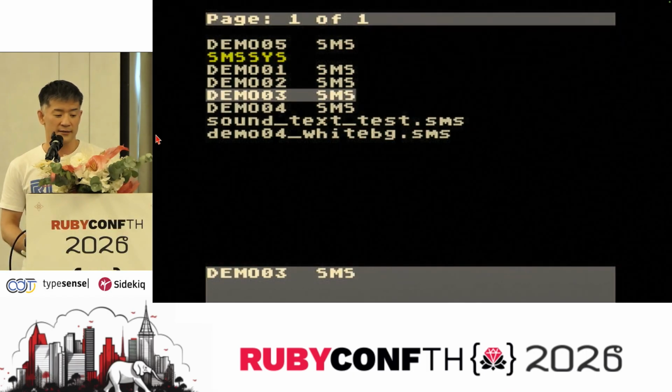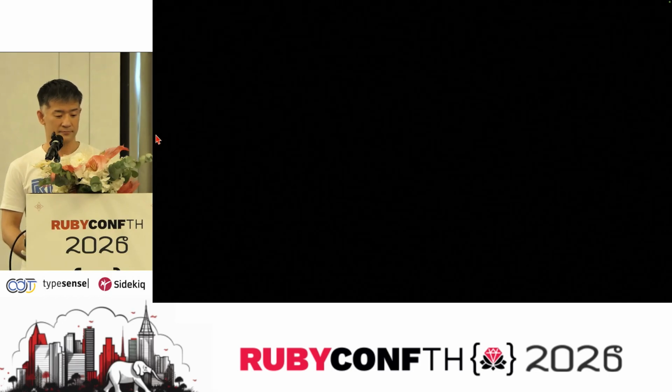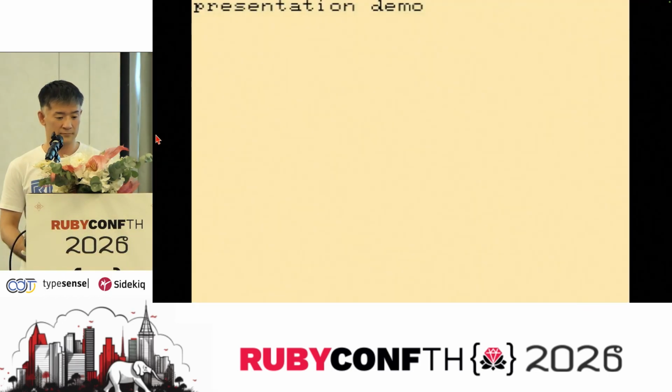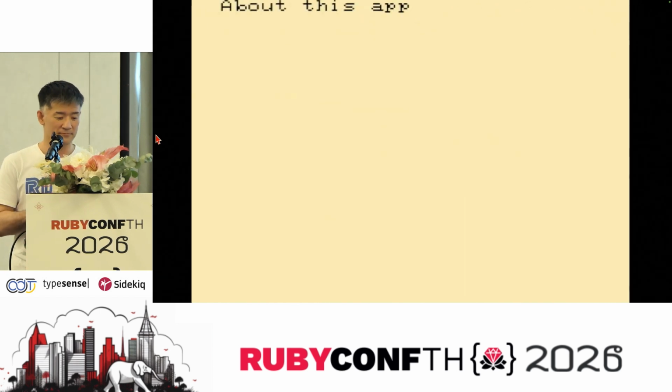So, I wrote my presentation tool, and this is the presentation tool. Let me start. So this is mruby Z, a minimal mruby VM for Zilog Z80 by Yuji, that's me, and press A to start. So let me do that. And now, about this app.